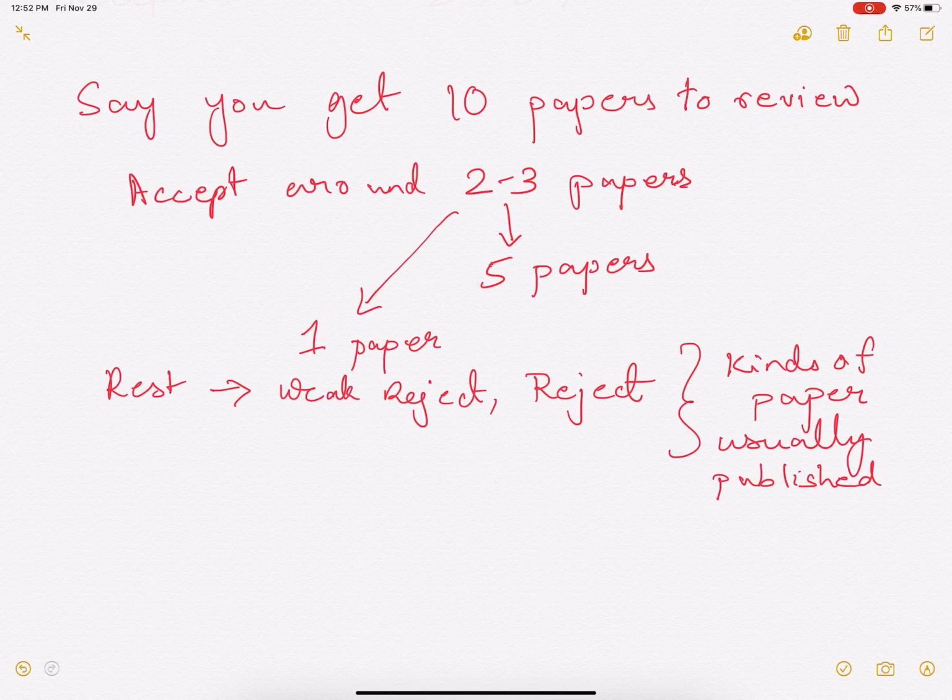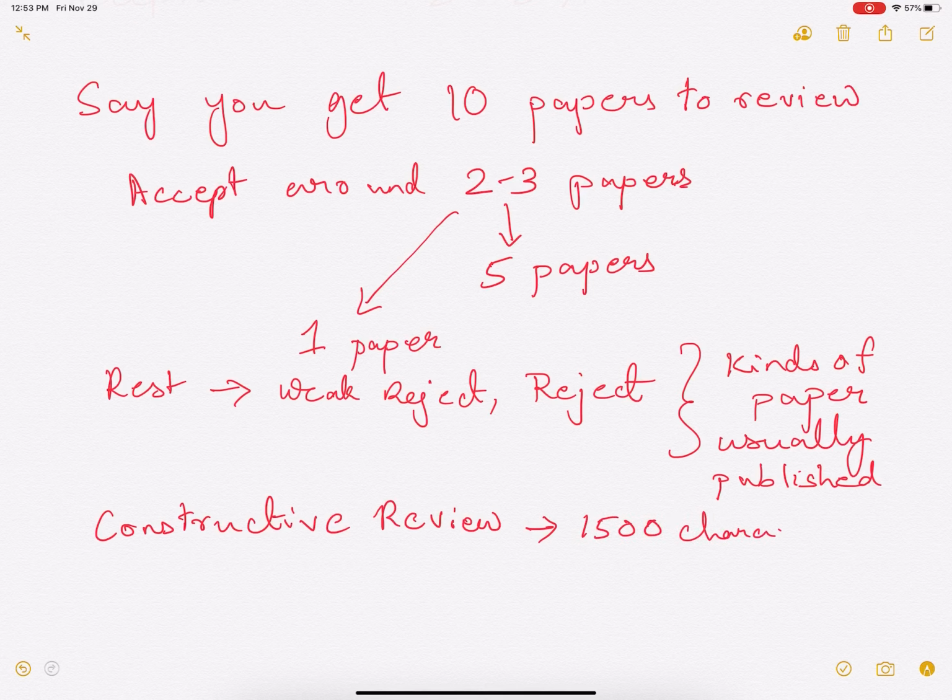Now, how long should a review be? To give a constructive review, I strongly recommend writing around 1500 characters to 2500 characters. This would be a bare minimum. You should write somewhere in that ballpark, because otherwise you are not able to give good constructive feedback to the authors and you're not doing them justice.